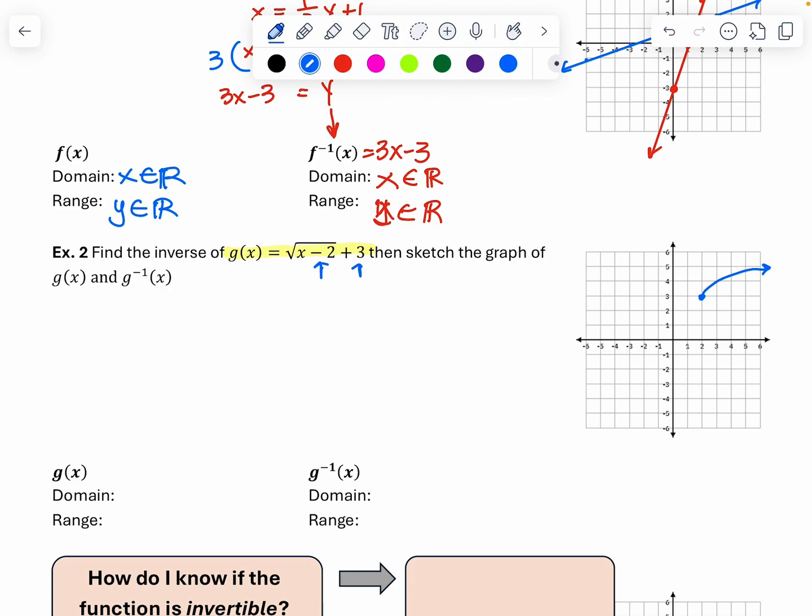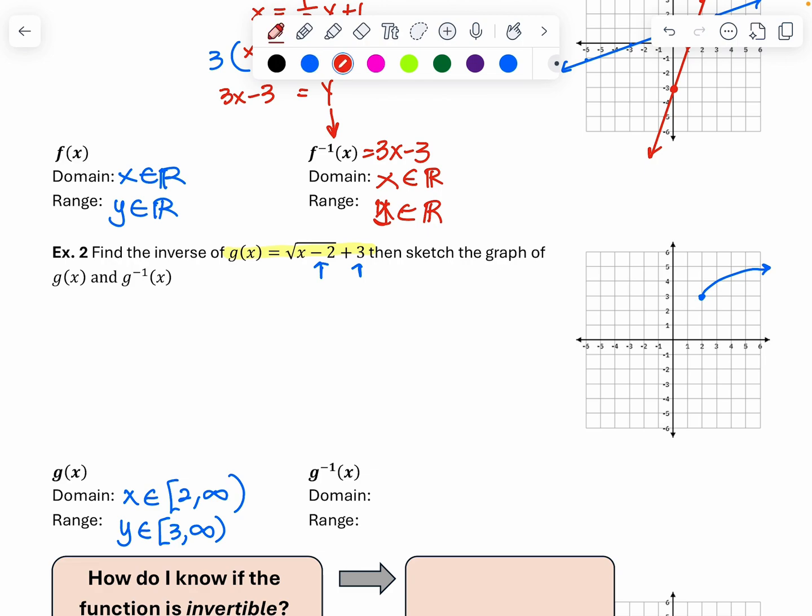So what are all the possible x values for my domain? Well, it's been shifted right 2, and so the smallest x value I can have is 2, but then I can plug in anything higher. And then my range, well, the whole thing has been shifted up 3, so the lowest y value I have is 3, and then it goes up to infinity. Pretty cool. All right, so now let's find the inverse.